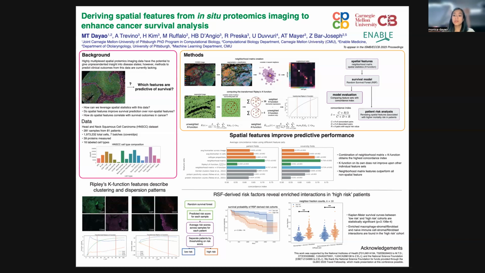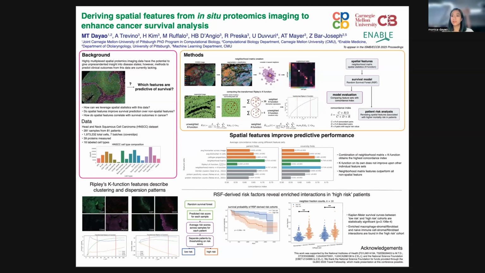We subtract these two functions, and this produces the metric that we're using. For each biomarker, for each sample, we have this function of R. And we only take values at R equals 30 and R equals 80 for our analysis. Once we have these spatial features, we input them into a survival model. We use a random survival forest, which then outputs a risk score for each sample after it's trained. And then we do some model evaluation.